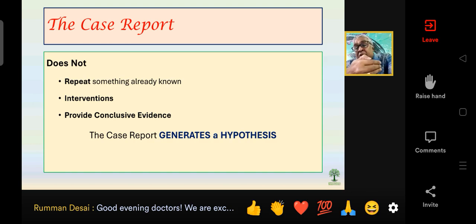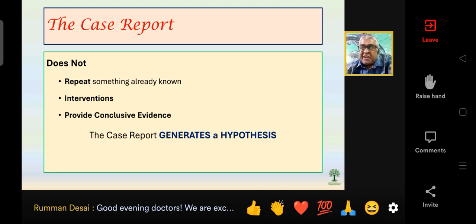What does a case report not give us? It does not repeat something that's already known. So if it's already known, it's not a candidate for a case report design. It is not useful to report on any interventions. It's not accepted to use a case report to report on an intervention unless it's a very, very rare condition and you don't get enough numbers. But ideally, no. Most journals now refuse to accept a case report based on interventions. You really have to justify that the numbers are not there.